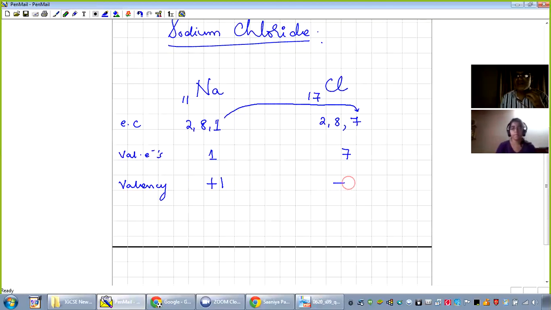And obviously this is going to become -1, because when one electron is lost, there will be one proton more than electrons in the sodium atom. Therefore, the valency of sodium will be +1, and here the valency is going to be -1. I'm going to also represent this with the help of a diagram, for formation of sodium chloride.